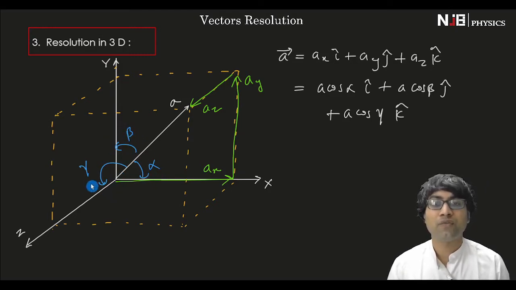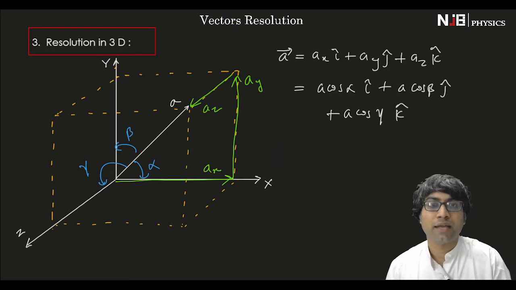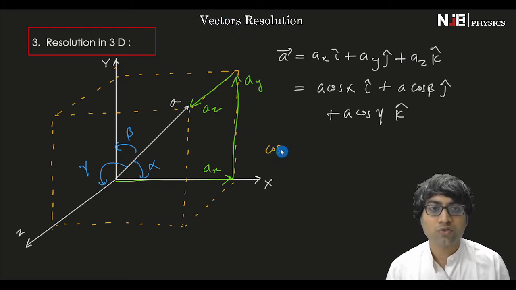If we know alpha and beta, we can find out gamma, because we do have a relation between alpha, beta and gamma. If you look at this cuboid, the diagonal length is a, and the sides are ax, ay and az. So ax square plus ay square plus az square has to be equal to a square, and therefore we get a relation between alpha, beta and gamma: cos square alpha plus cos square beta plus cos square gamma is equal to 1.